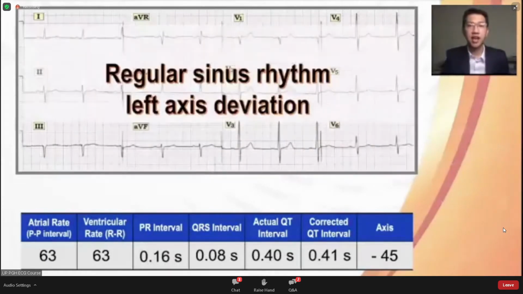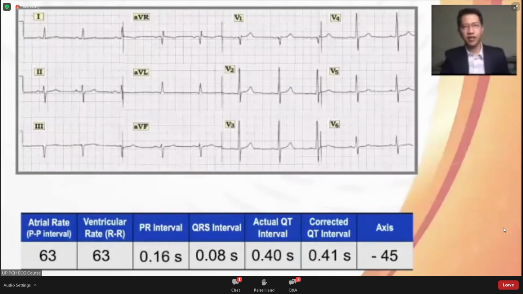And the axis, however, is in the negative category. Let's take a look. Lead 1 is your left thumb, it's upright, and aVF is your right thumb, which is downward, which means this should be in the left axis deviation category.